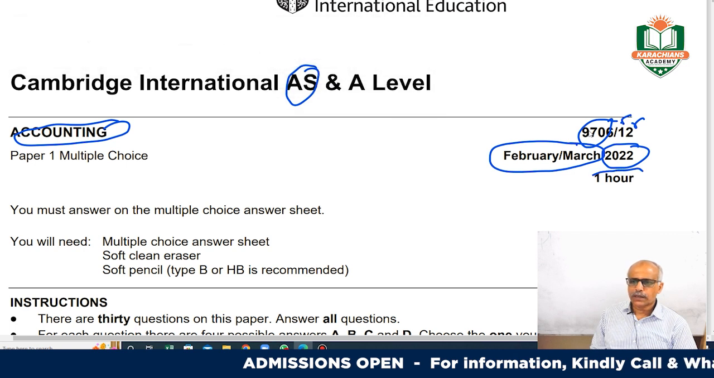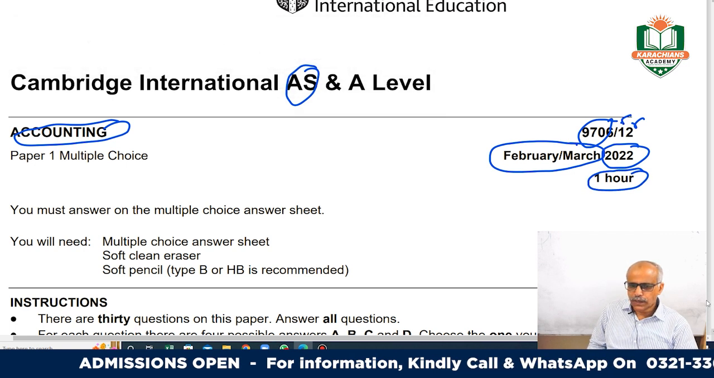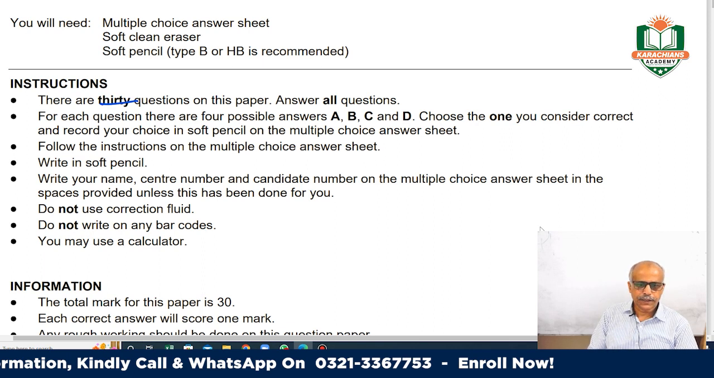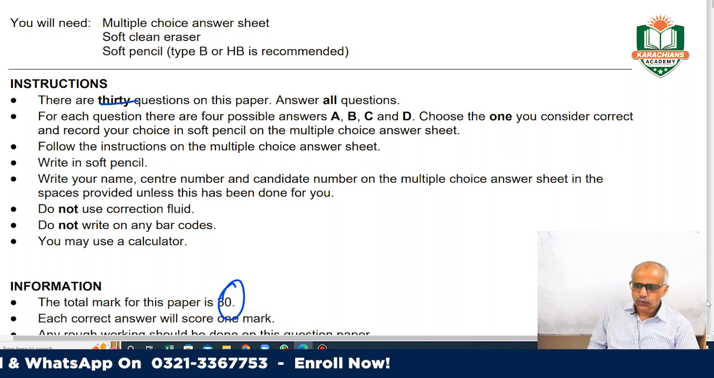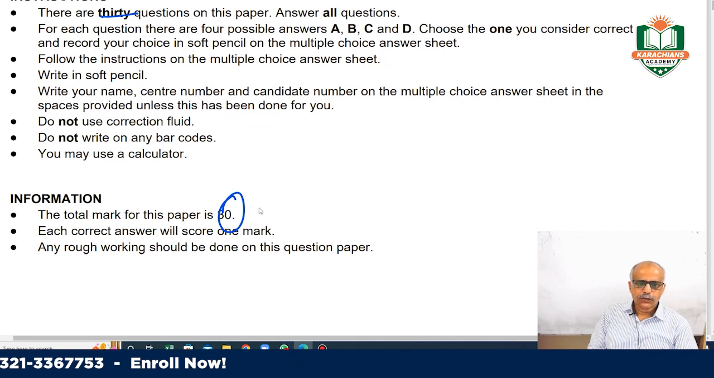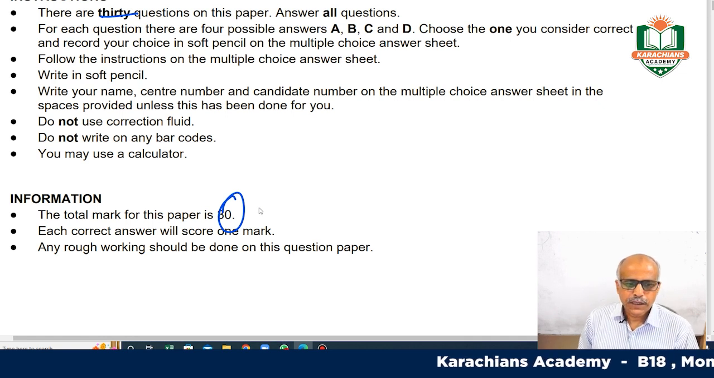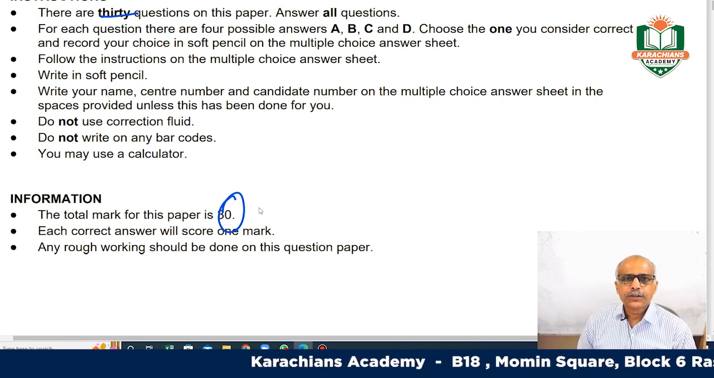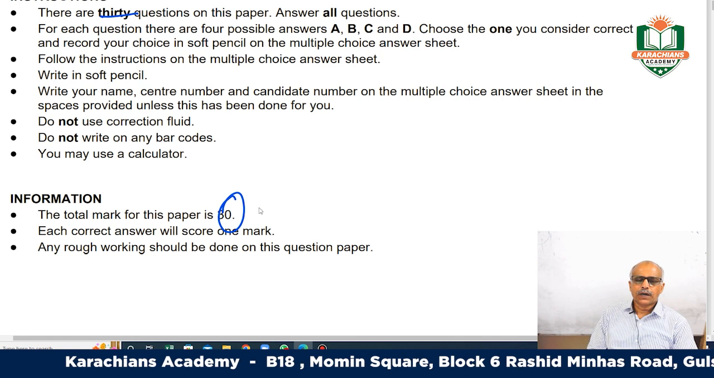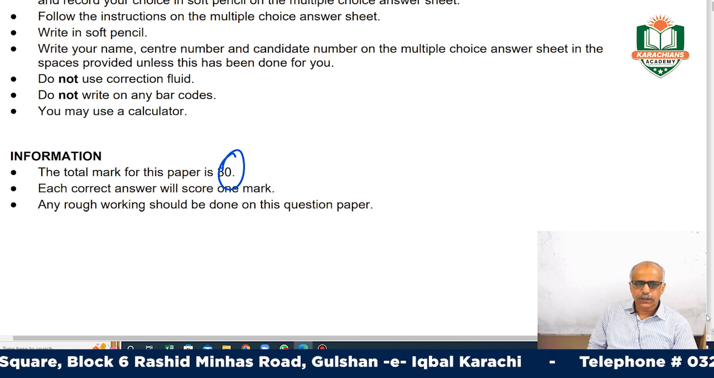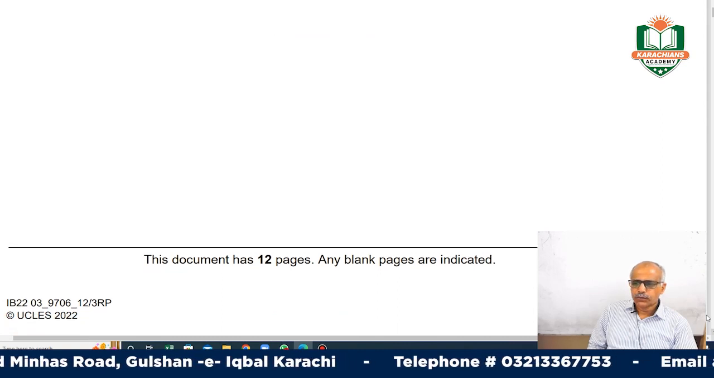So total time is 1 hour, 60 minutes. Total questions are 30, and total marks are 30. So it means you get 60 minutes to do 30 questions, which means you get 2 minutes for every question. So let's move on to question number 1 of the MCQs.